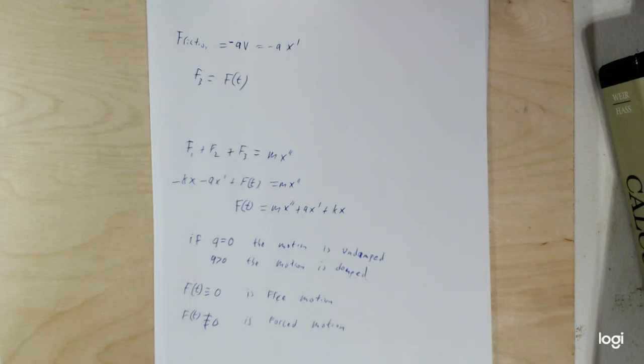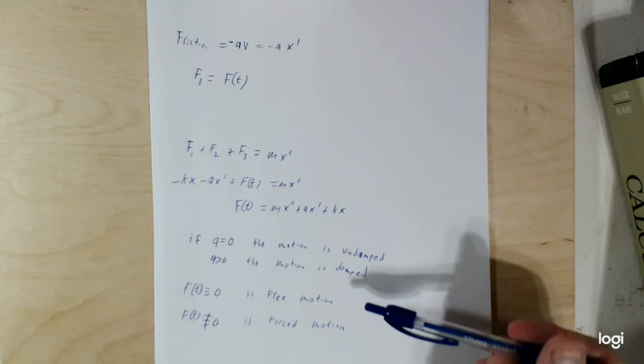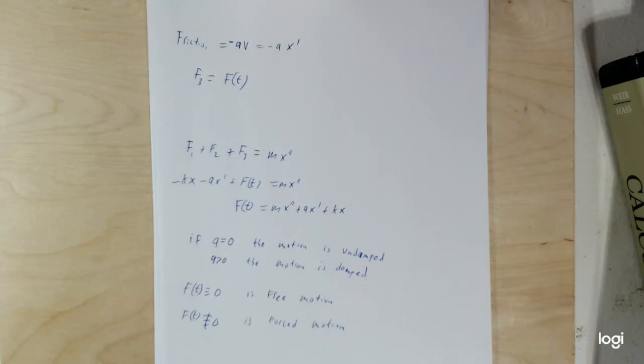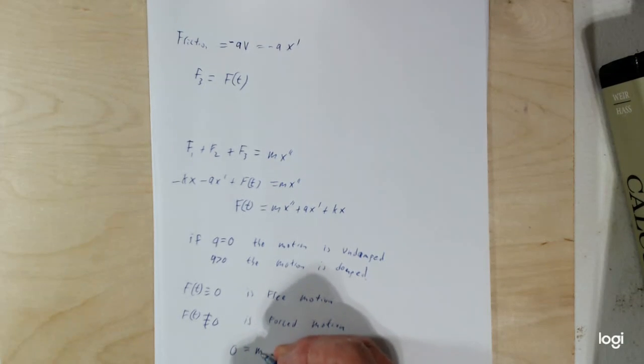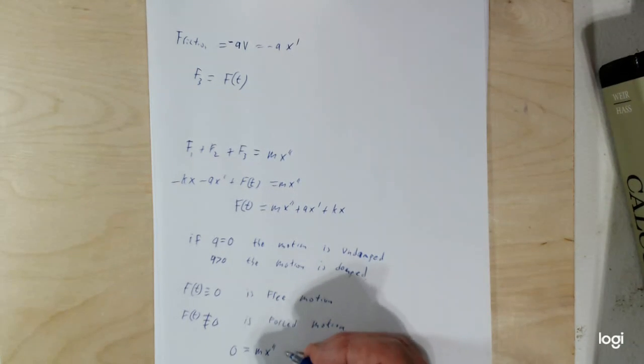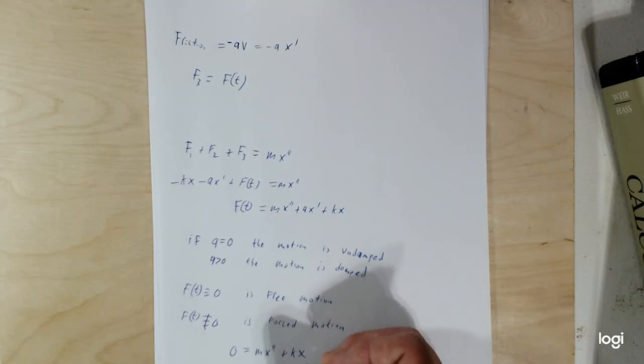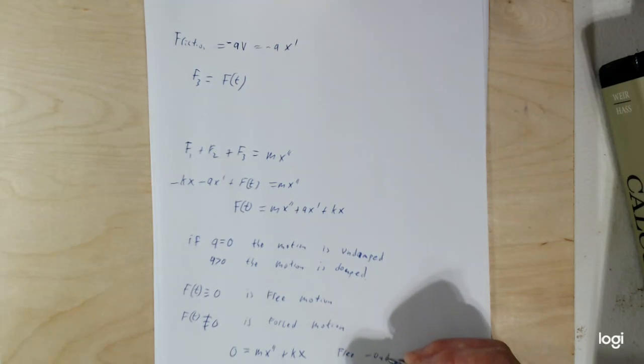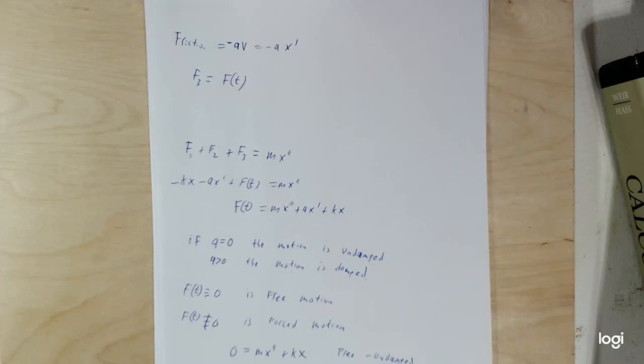So we're going to start with the simplest ideal case, which never actually happens, and that is the case of free, so no external force, undamped, no friction model. So in that case, we simply have 0 equals m x double prime plus kx. That would be free, undamped. And that's going to be section 5.2.